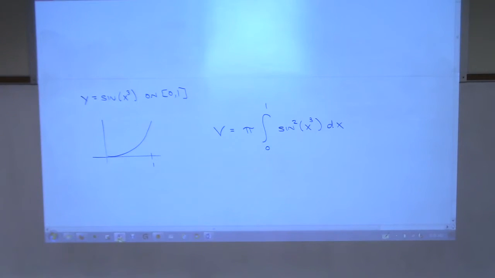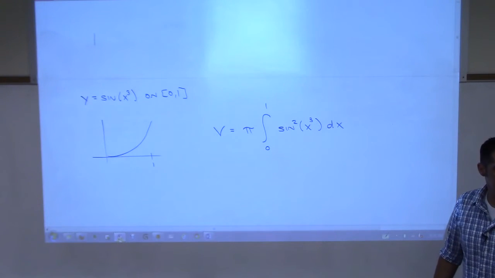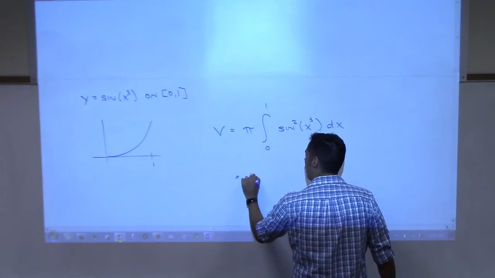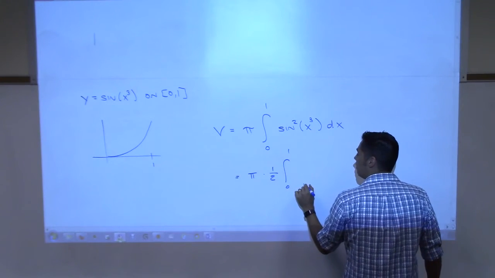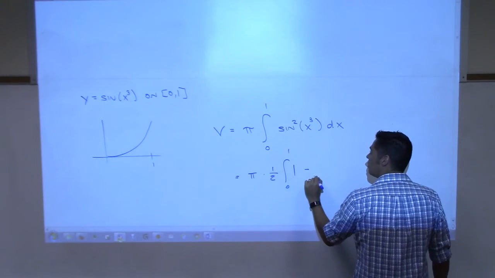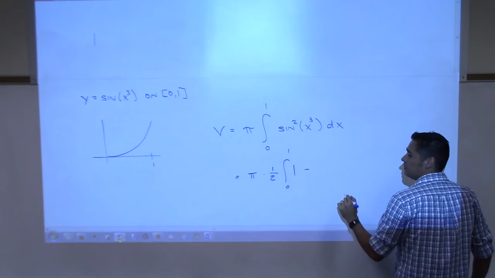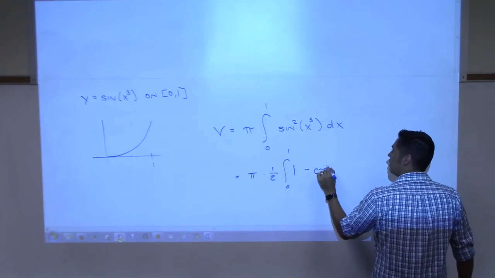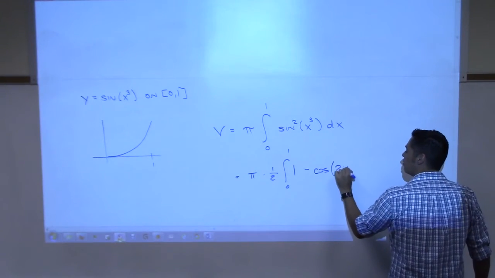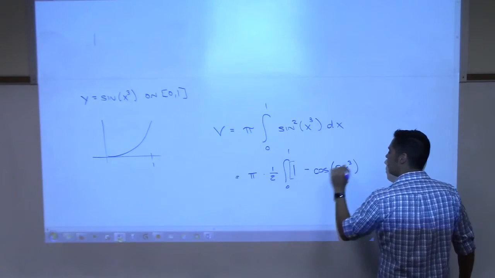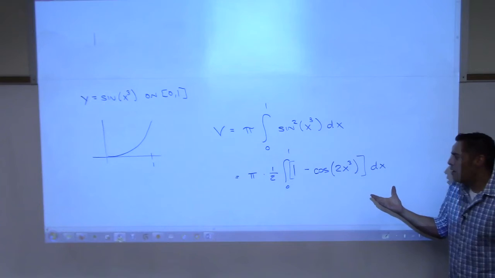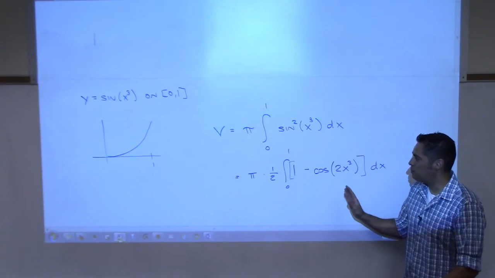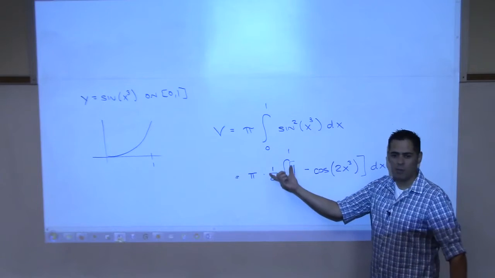And you sit there and you go, what the heck, how do I do that? Well, I can use a power reducing formula here. Pi, half would come out, integral 0 to 1 of 1 minus cosine of 2x cubed dx. Now you say, I don't know what this is. I can split this into two integrals. This first one will be no problem.